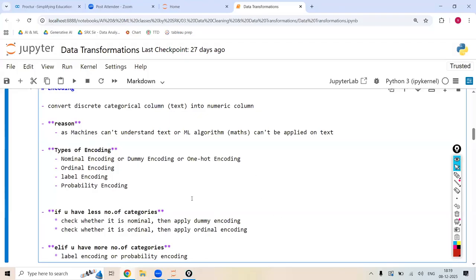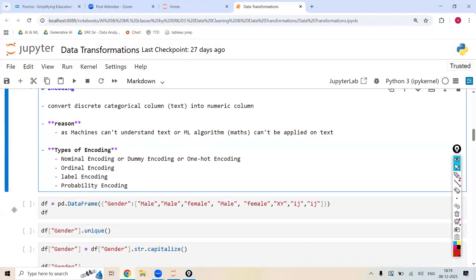And what is the meaning of each and every encoding, we are going to discuss in detail one by one. In which case which one has to be applied, we are going to see one by one with different examples.